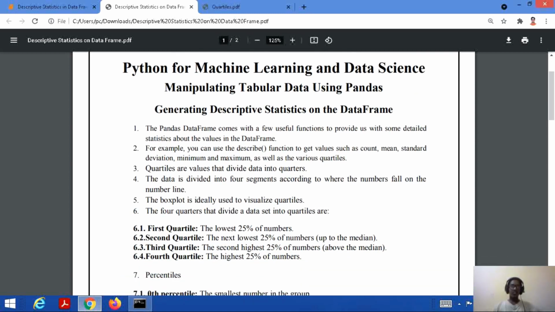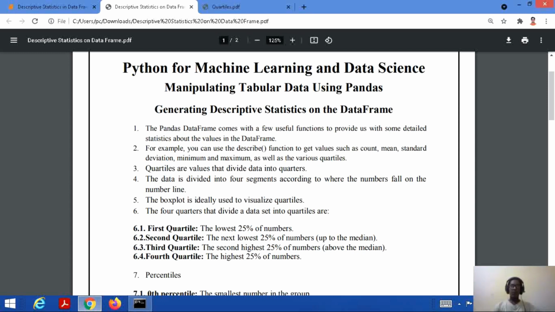The first quartile is the lowest 25% of numbers. What does this mean? As I have already told, we are dividing the distribution into four parts or four quarters. The middle of it is the median value. The left of the median is the lowest distribution of the values, and at the right there will be the highest distribution of the values. In the lowest distribution we are also dividing into two parts, that means the first lowest and the second lowest. In the highest distribution again we are dividing into two parts, that means the second highest and the highest.